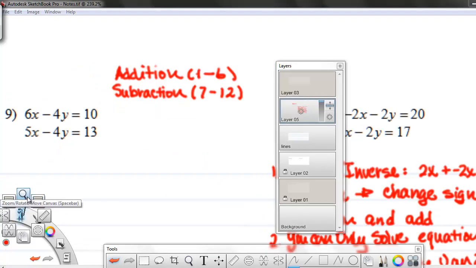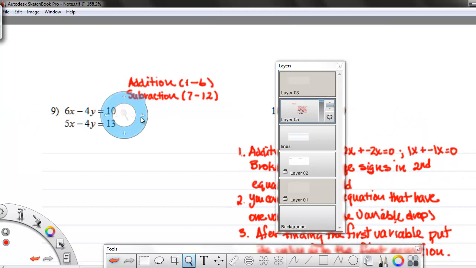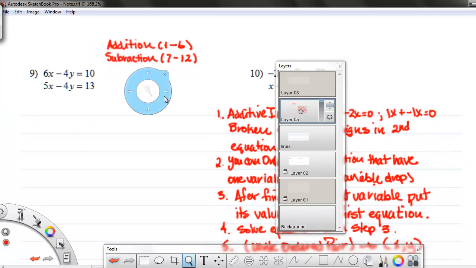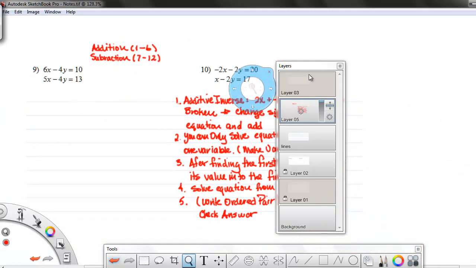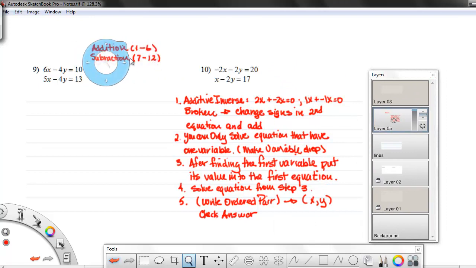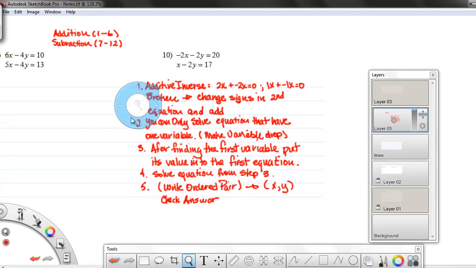Okay, students, we've just finished talking about how to solve an equation using addition. Now we're going to talk about how to solve a linear system using subtraction. These problems are specifically 7 through 12. Let's go over the steps, and they're going to change a little bit.